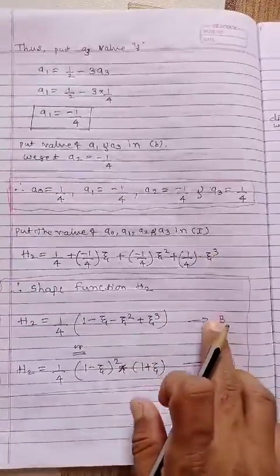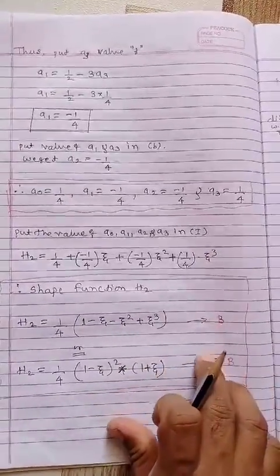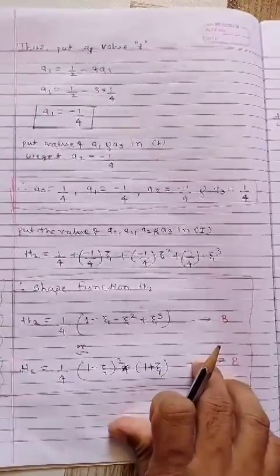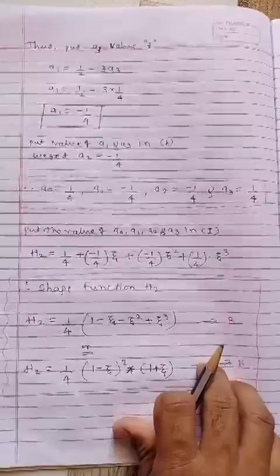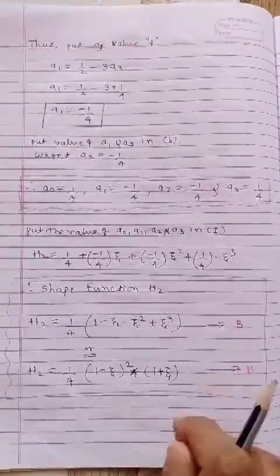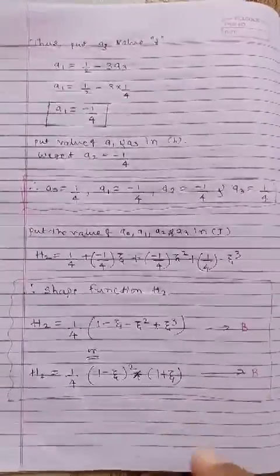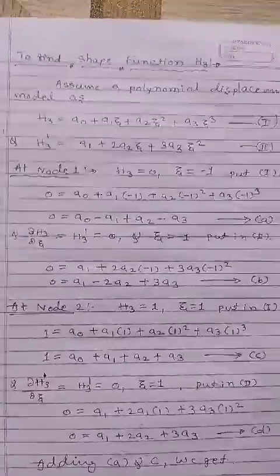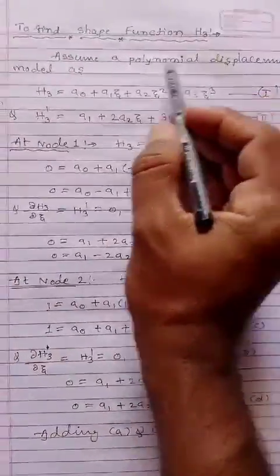Call this equation B. Previously I gave equation A, now it is equation B. So now we have calculated the Hermite shape function of element 2. Now we'll move to find the Hermite shape function of element 3. Now I am finding the shape function of element 3.